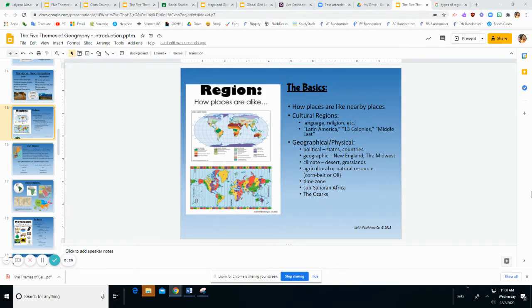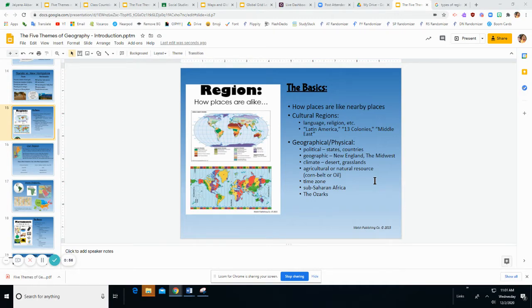by Earth's features. So some examples of cultural regions would be language regions, religion, etc. For instance, Latin America, the 13 colonies, the Middle East, and geographical or physical regions such as states and countries, or New England, the Midwest. Also climate regions having to do with the weather over time, like desert regions or grassland regions.